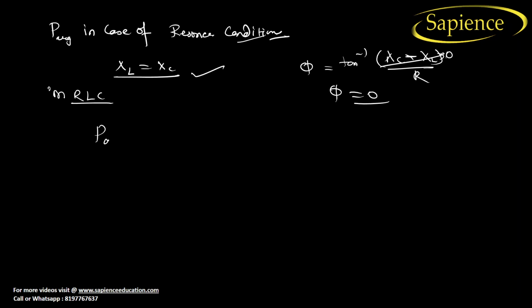So average power for a resonating condition is equal to ERMS into IRMS into cos 0. So this will become maximum. So this is the maximum value. What do you mean by this? When there is a resonance condition, there is a maximum flow of current. So that means that there is maximum power dissipation. So I hope you have understood average power for each and every circuit.